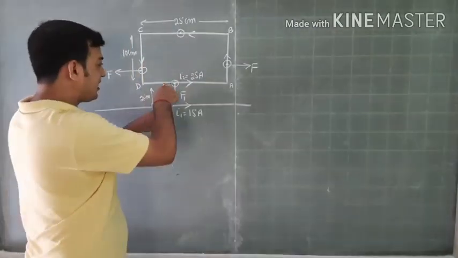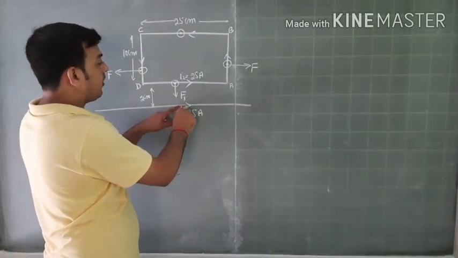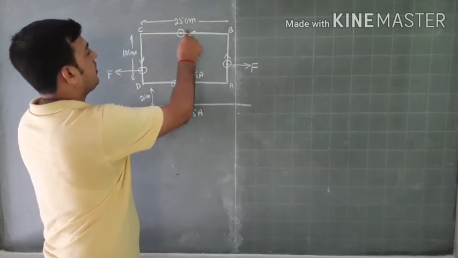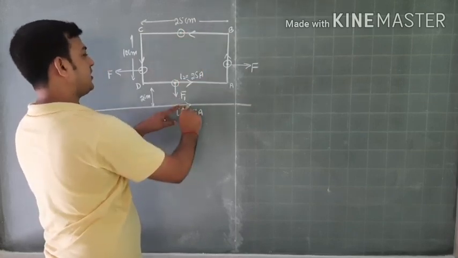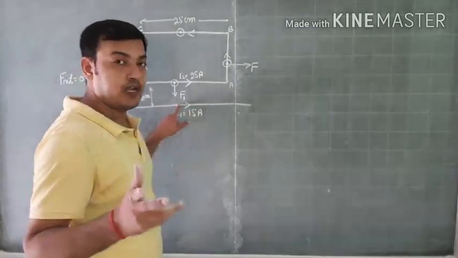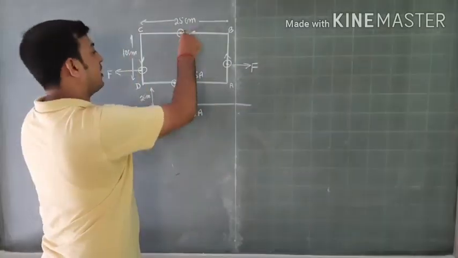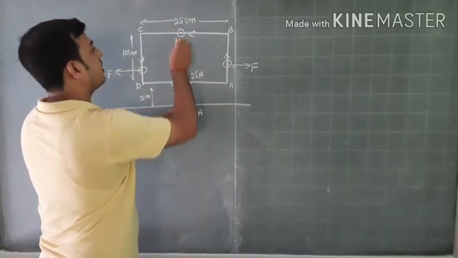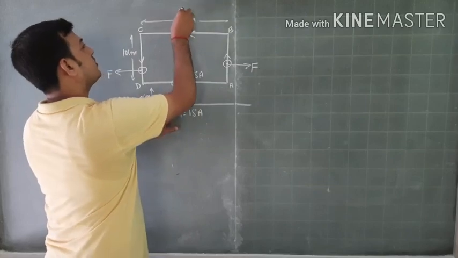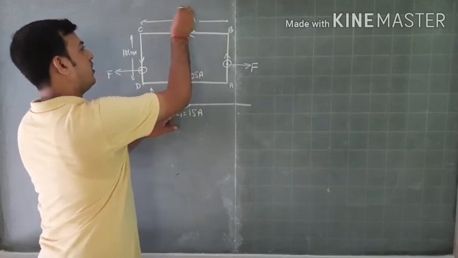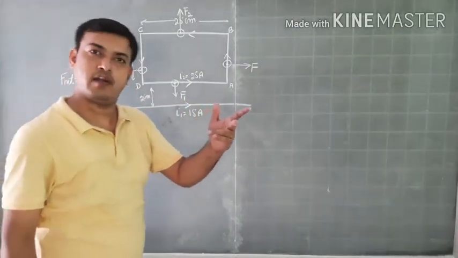If I apply the same rule here, this wire and this part have current, but the currents are in the opposite direction. I told you that if the currents are in the opposite direction, this wire will repel this wire. So this is the force, or you can find it with the help of left hand rule.